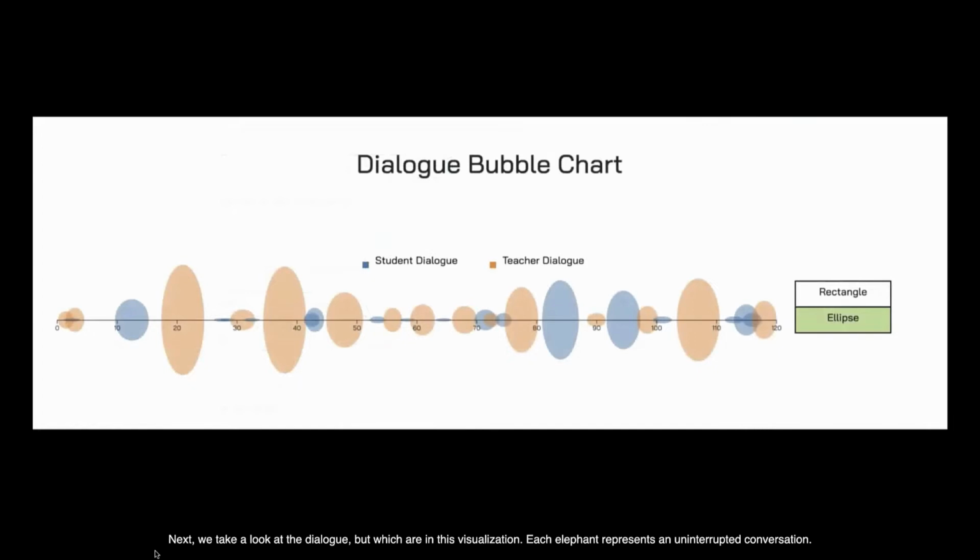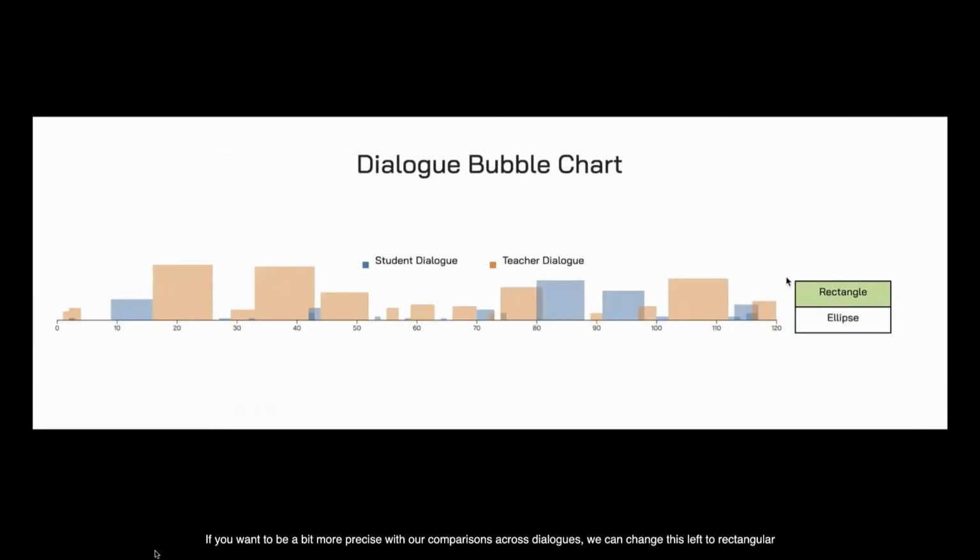Next, we take a look at the dialogue bubble chart. In this visualization, each ellipse represents an uninterrupted conversation turn. The ellipses are arranged across a conventional timeline, where the beginning and end of each ellipse represents the beginning and end of each conversation turn. The height of the ellipse represents the number of words that were spoken, and the color represents who spoke the dialogue. We can hover on ellipses to see exactly what was said. If we want to be a bit more precise with our comparisons across dialogues, we can change the glyph to a rectangular view as well.